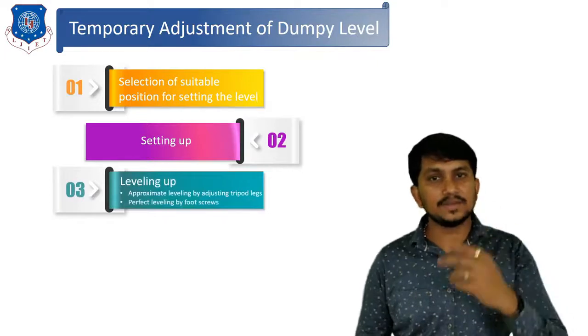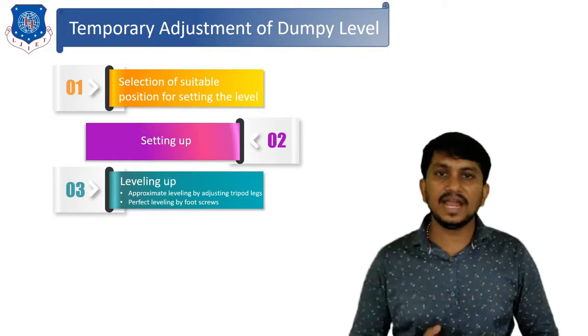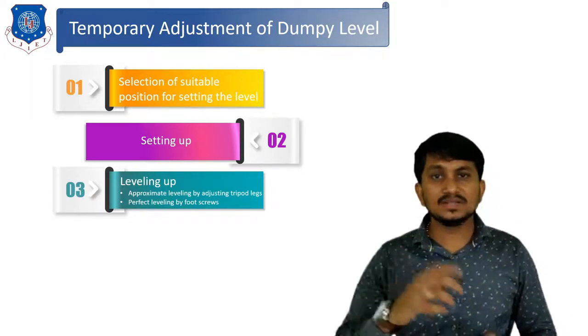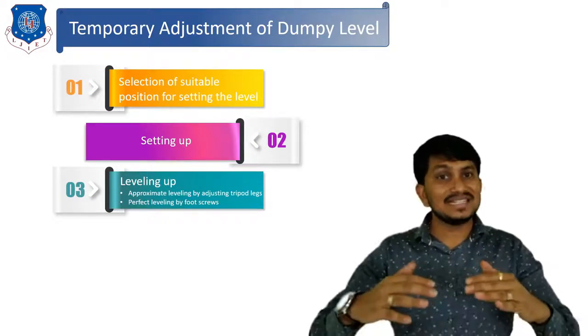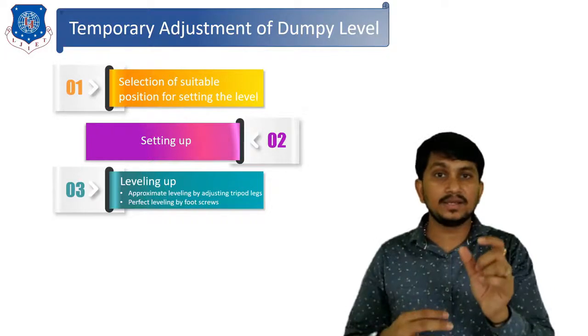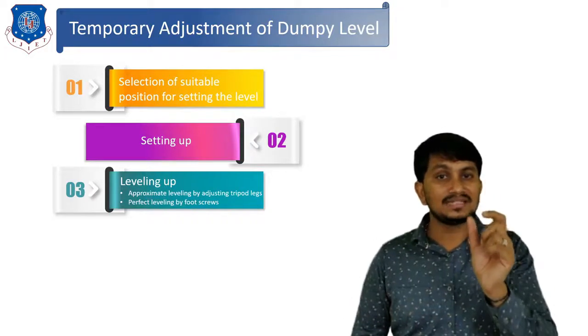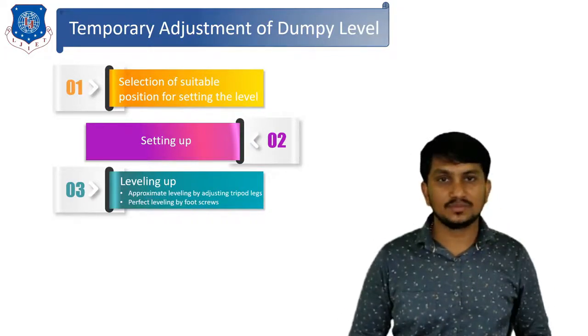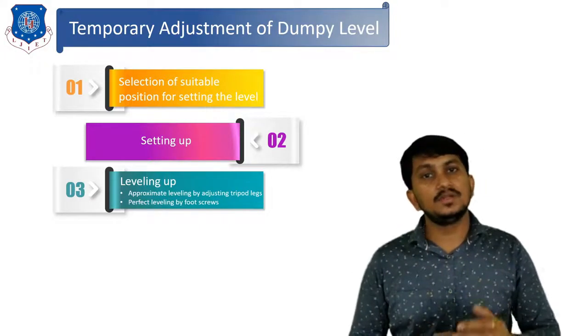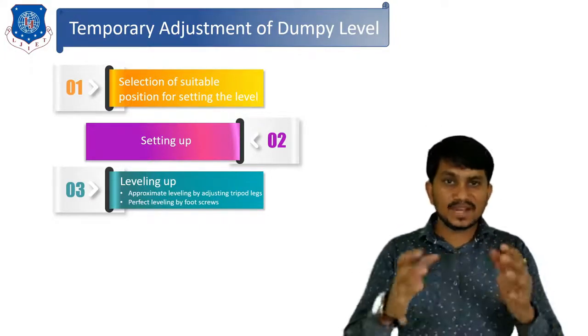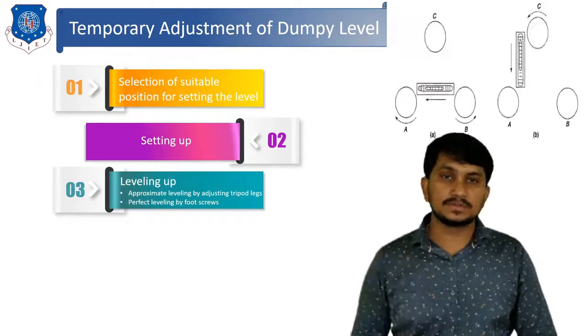In leveling, there are two types: approximate leveling and perfect leveling. Approximate leveling is done by adjusting tripod legs. By adjusting these tripod legs, we have to bring the bubble to the center position in the bubble tube. After approximate leveling, we have to go through the perfect leveling. This perfect leveling is done by foot screws.